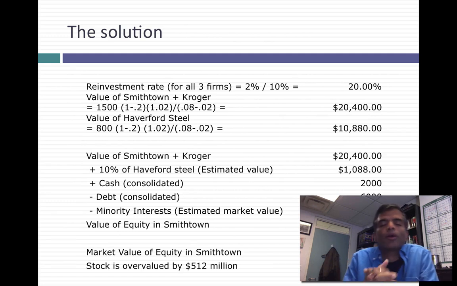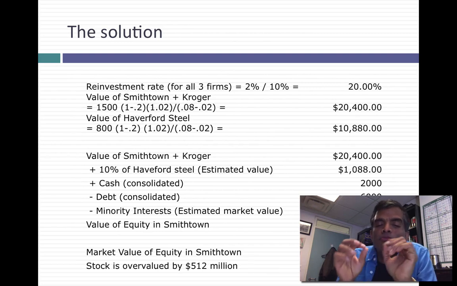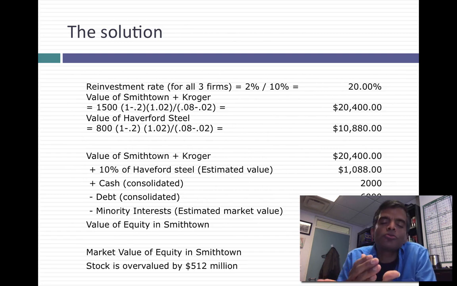Let's ask a few what-if questions. What might have been different in this problem? What if I'd given you Smithdown's parent financials? You know what you would have done then? You'd have valued Smithdown as a parent company, which would have given you just the value of Smithdown. I'd have had to give you information on Kroger then. You'd have to value Kroger as a standalone company. You'd have to value Haverford as a standalone company.